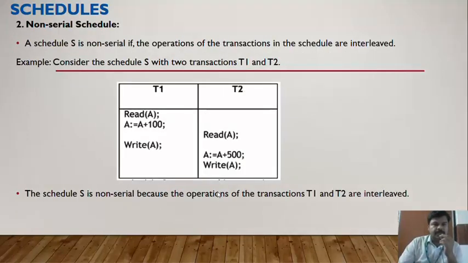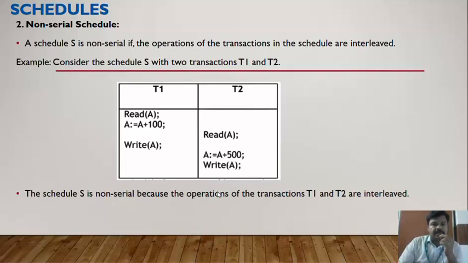A schedule is non-serial if the operations of the transactions in the schedule are interleaved. Consider the schedule with the same two transactions T1 and T2. You can see here read of A, A equal to A plus 100. Then we can go for T2 read of A, then we come back to T1 and write of A. Here T1 is completely over. Then again we go for T2, A equal to A plus 500, write of A.